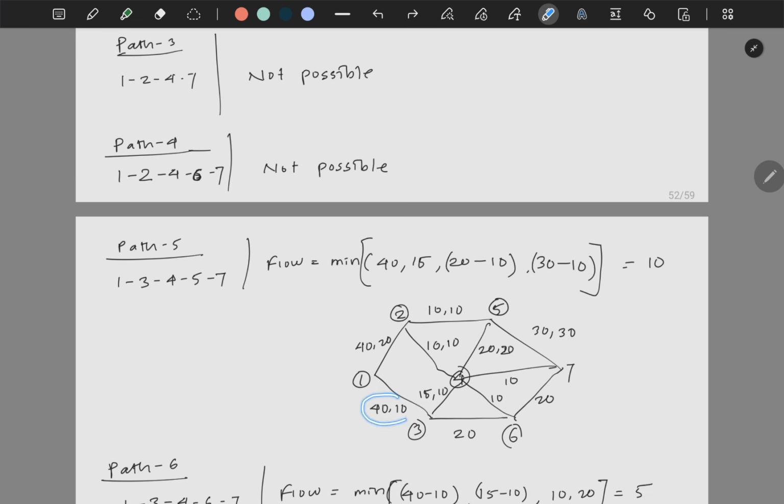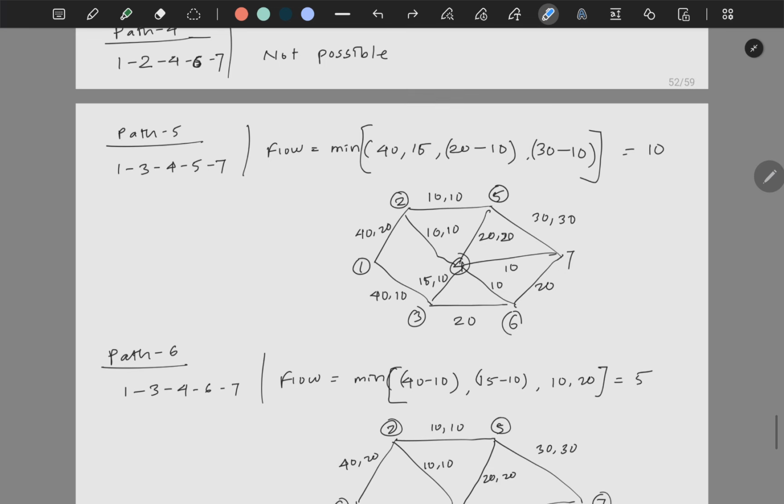So I'll rewrite it as 40 comma 10, because out of 40 quota available, 10 is flowing. And then there will be 15 minus 10. This was already 20 comma 10, so it will be 20 comma 20 now. And this was 30 comma 20 before, so it will be 30 comma 30 now.